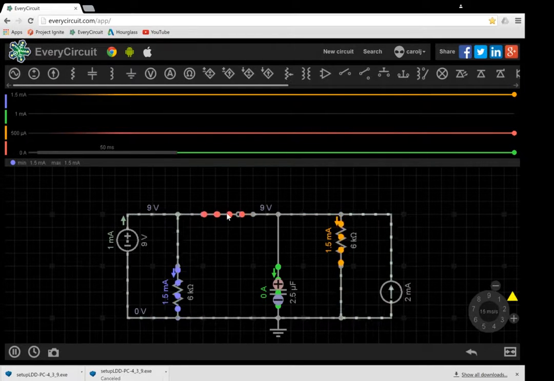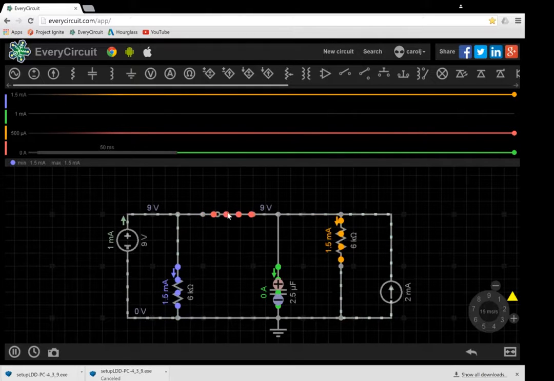That means that half of a milliamp is coming across the switch. It joins up with the 1 milliamp coming through the 9 volt supply and goes down through the 1.5, or goes down through the 6K resistor. Because we are at steady state, there's 0 amps coming through the capacitor.